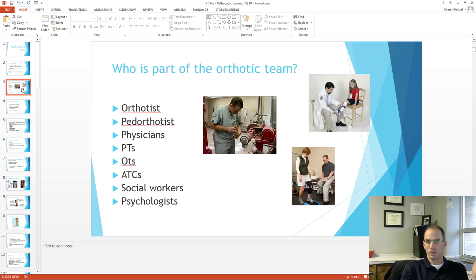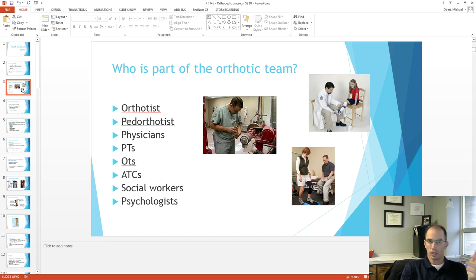So as far as looking at our orthotic team, there are many different players in this. An orthotist is basically anybody that makes any kind of brace. They fabricate that out of whatever materials they feel are appropriate for the goals for that patient. A pedorthist is somebody that fabricates those more particularly for the foot and the ankle. We have physicians that can write referrals and provide braces. For our particular patients, we have PTs and OTs that can actually make and fabricate different orthotic devices as well. ATCs are very critical as far as recommending particular types of brace for their athletes.